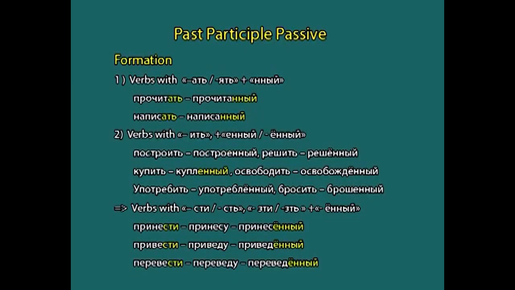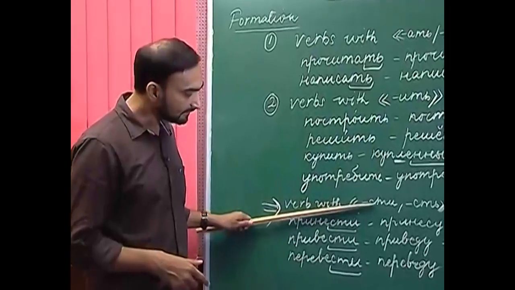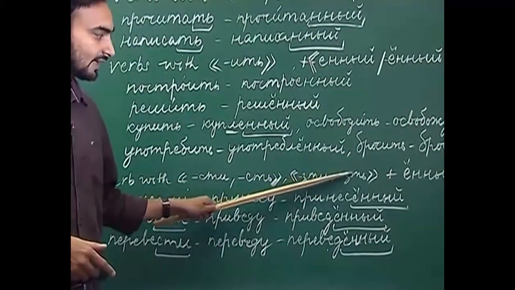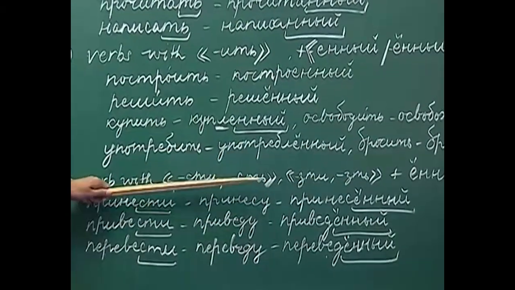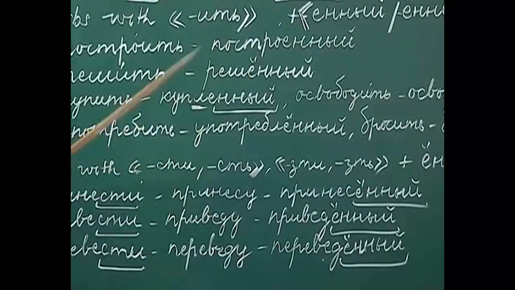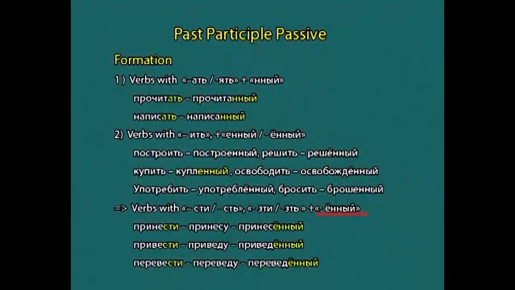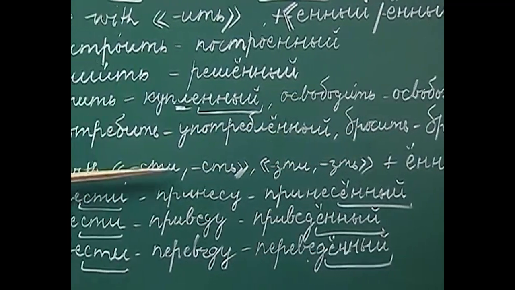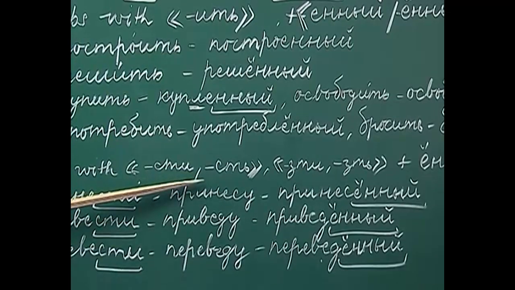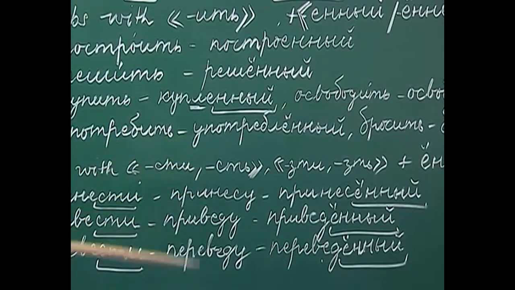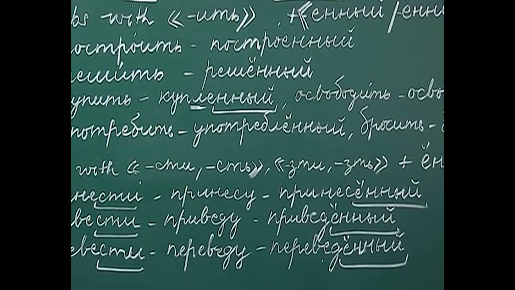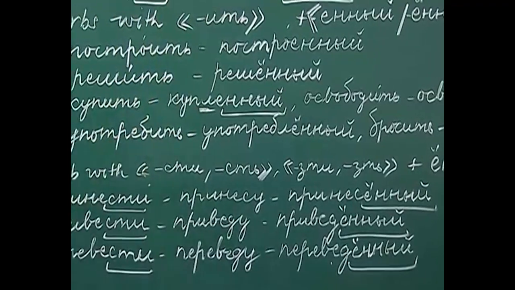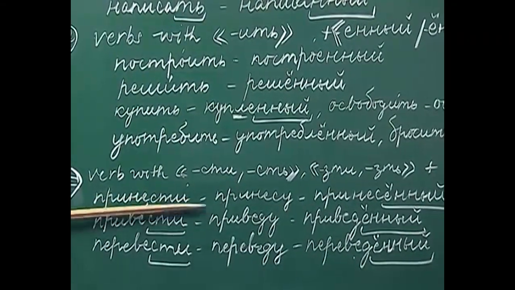Now again there are verbs with the ending ste or ste soft sign or zte or zte soft sign. Whenever we come across any words with these endings, we use the suffix yonni, and the past participle passive is formed from their conjugated form. So first you have to conjugate them in the first person singular number, and then you have to form the past participle passive. Let us look at some of the examples.